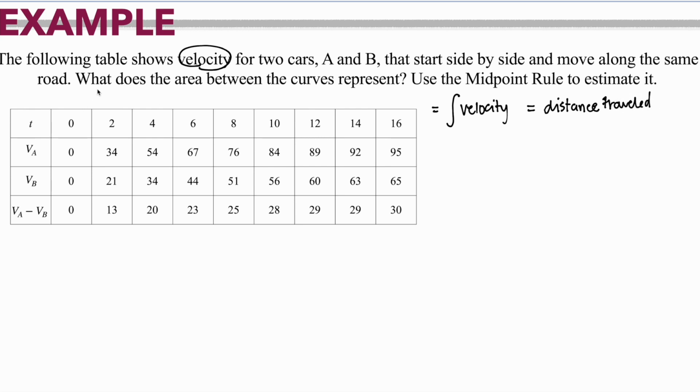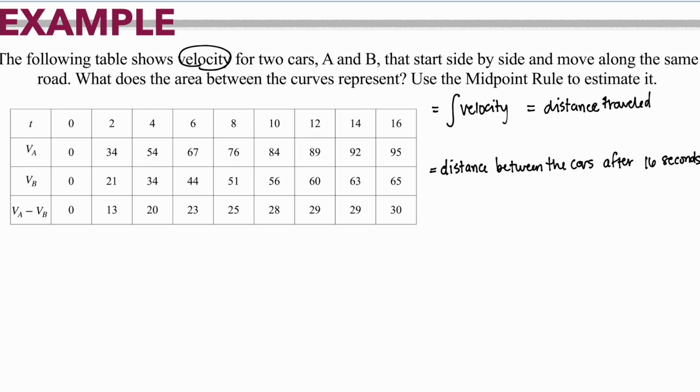So therefore, if we want to know what the area between the curves represents, it is going to represent the distance between the cars after 16 seconds. And now we want to know roughly what that answer is going to be. There are a couple of ways that you can do this, but they specifically said to use the midpoint.